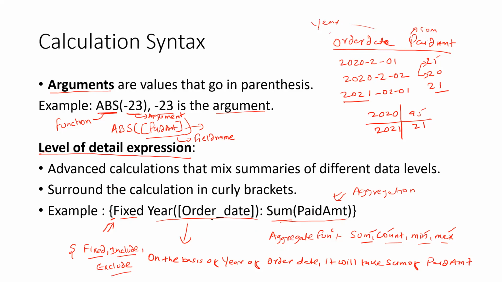On the basis of that, we will do aggregation. For example, if you want to do aggregation on the basis of order date, then we can give here either sum or average or max or mean, whatever we like. So this is the syntax of how we do aggregation in Tableau.